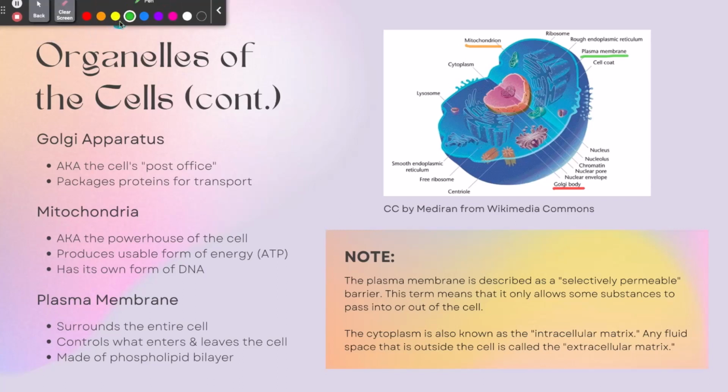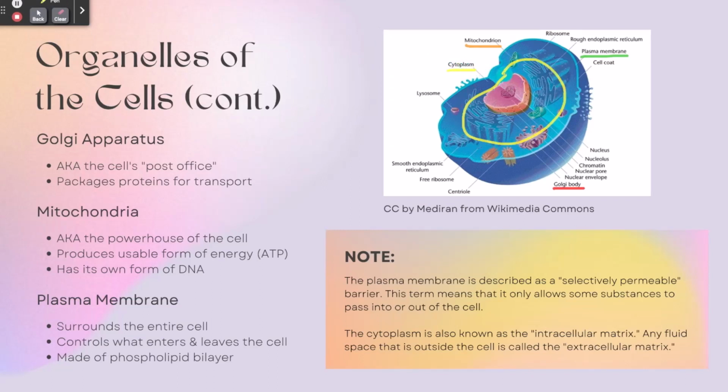The cytoplasm is, which is this yellow part here. I'll go ahead and redraw that. It's right here, and then it's this entire space here. The cytoplasm is also known as the intracellular matrix, and if there is any fluid that is located outside the cell, so essentially it is all this white area here. If we imagine it as a fluid space, this is outside the cell, and it is called the extracellular matrix.